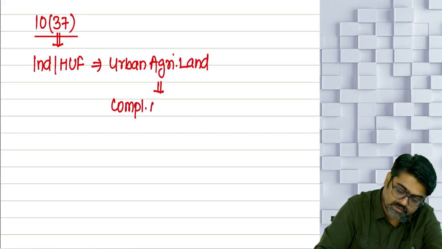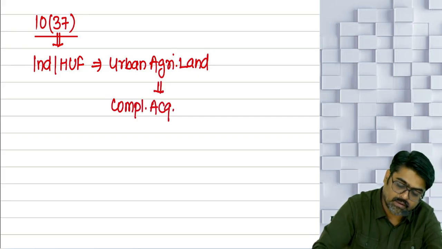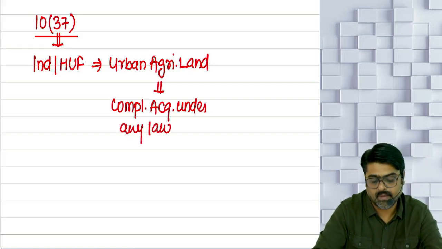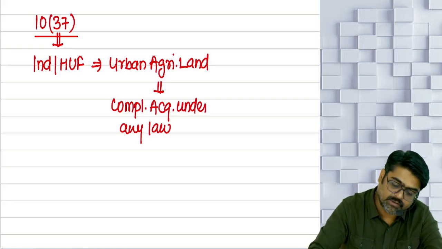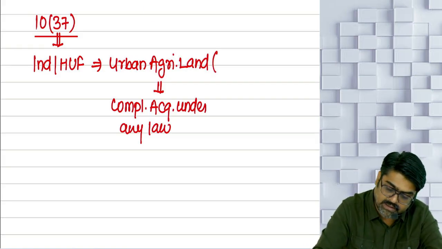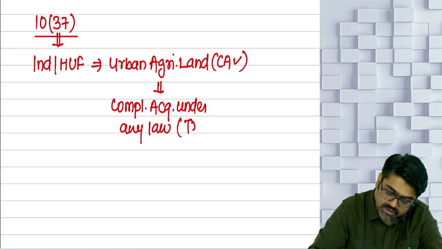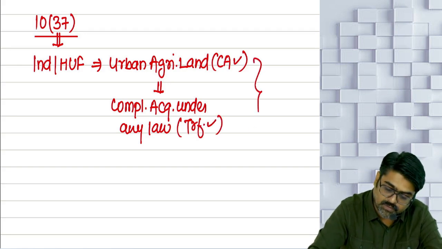compulsorily acquired under any law. So on the compulsory acquisition, see, urban agricultural land is a capital asset, no? And this is a capital asset. Compulsory acquisition under any law is a transfer also. Yes or no? So on this type of transfer, usually you calculate what?